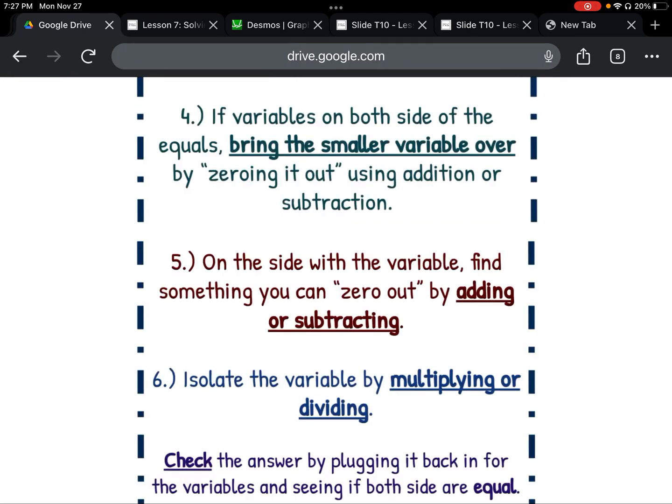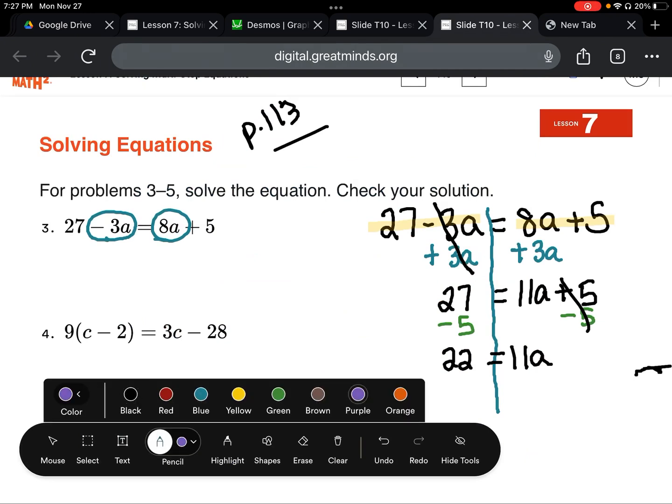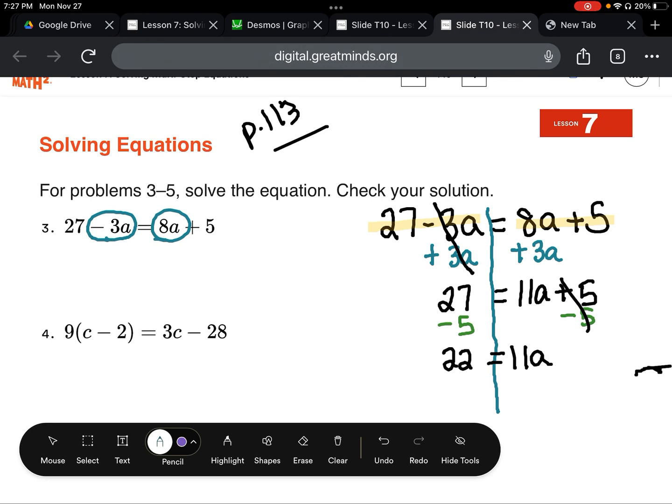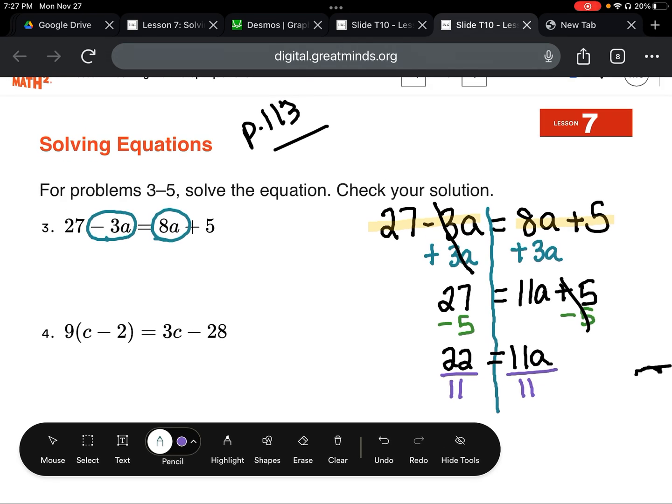The last step, isolate the variable by multiplying or dividing. Again, we're always using inverse operations. This is not anything new. So in order to get our a alone, we need to divide by 11, since 11a means 11 times a, and we are always doing the opposite operation. And what we are left with is 11a divided by 11 is 1a, and 22 divided by 11 is 2. So we are left with a equals 2.